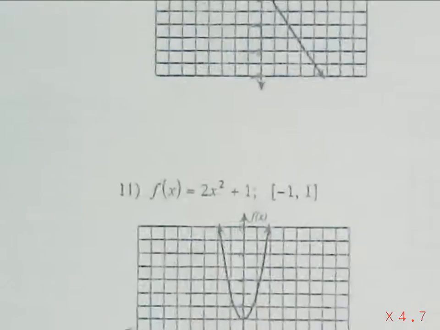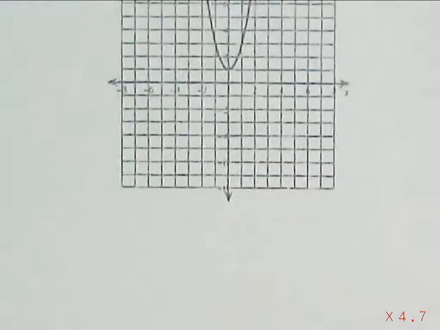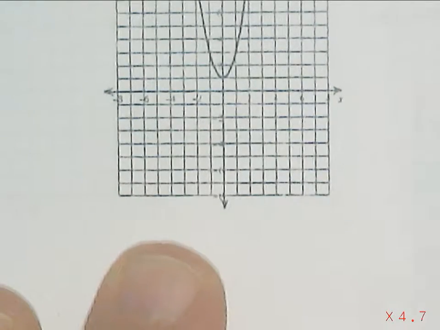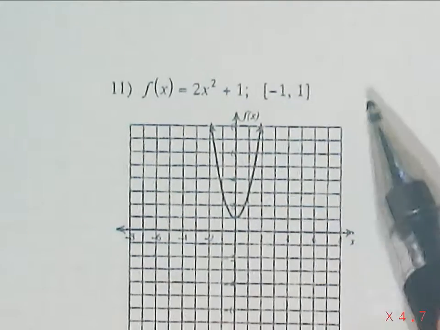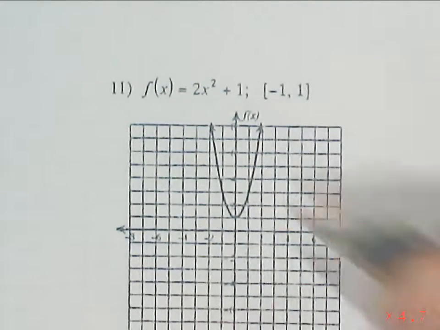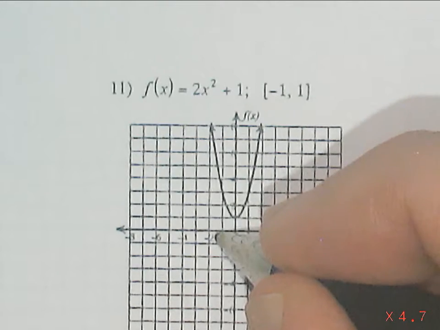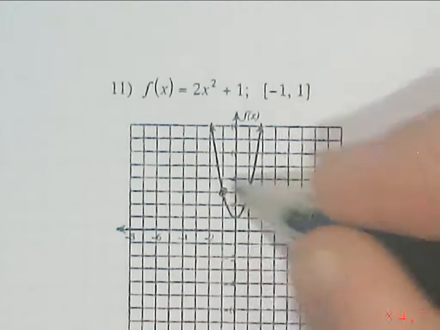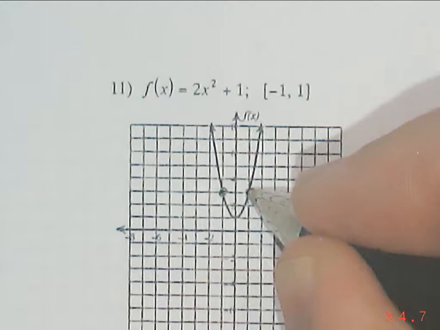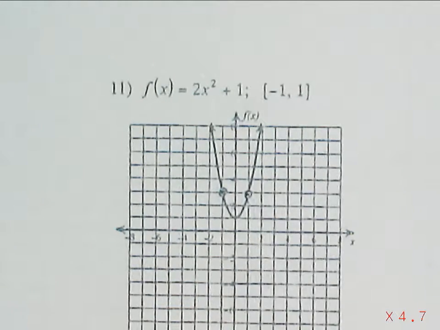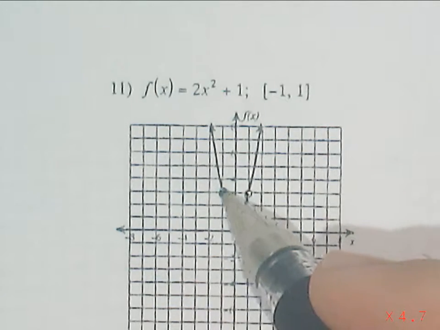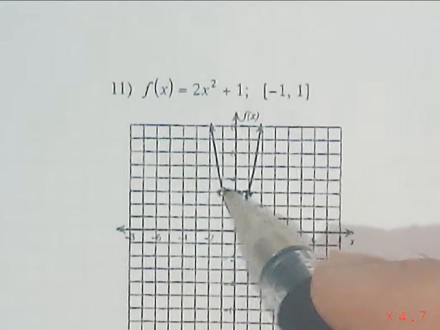Let's look over here at number 11. Number 11 wants me to find the rate of change between -1 and 1. So I'm going to go over to -1, up to my line, put a point. Go over to 1, go up to my line, put a point. And it wants me to find the rate of change between those 2 points.